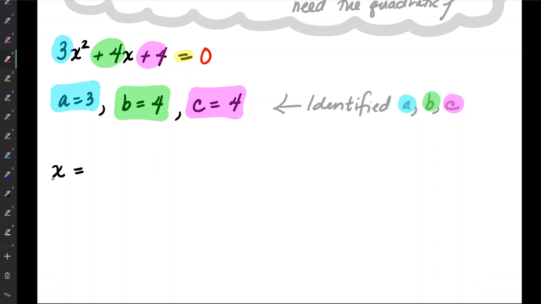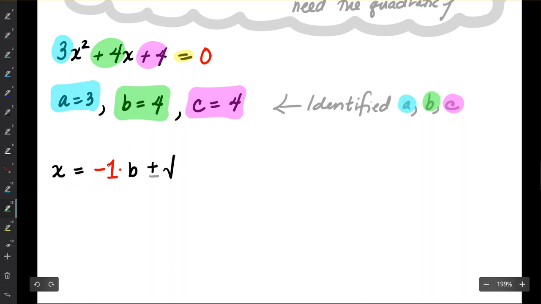So x is equal to the opposite of b. That's a -1 times b. Plus or minus, feel free to just write the plus and put the minus sign in later. Just don't forget it. B squared. I'm going to put parentheses around my b. Minus 4 times a times c. I'm going to write that as plus a -4 times a times c.